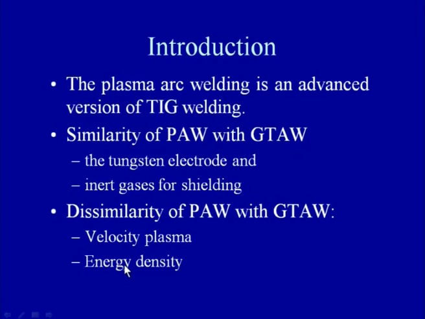So, the energy density which is associated with the plasma, because of the high temperature as well as high velocity of the plasma being formed in the plasma arc welding process, is found to be much greater in the PAW process than in the GTAW process.